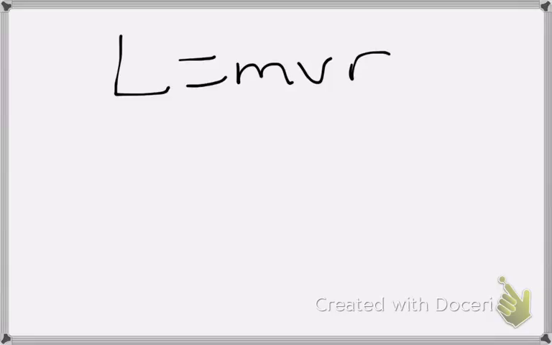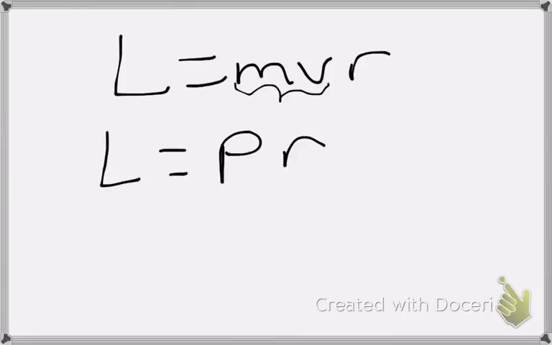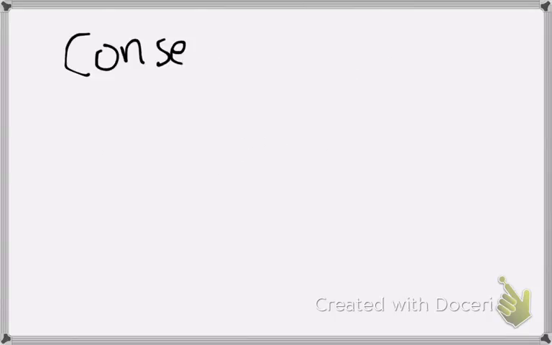So this kind of makes sense if you think about what mv is. mv is just momentum. So angular momentum is just the linear momentum times the radius, just like the torque is a linear force times the radius.